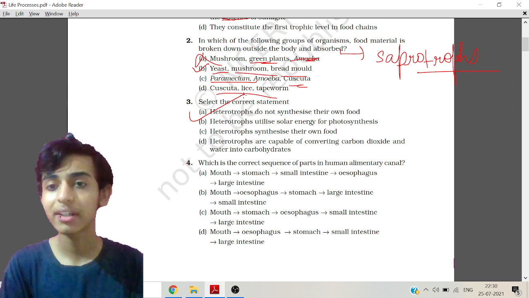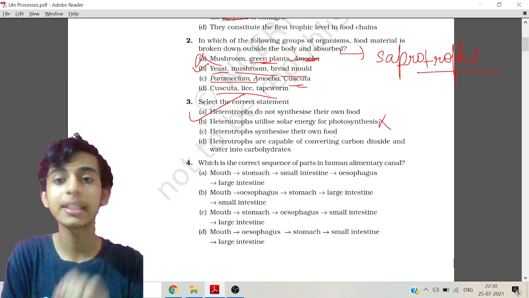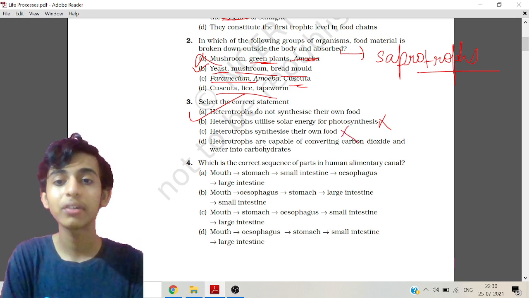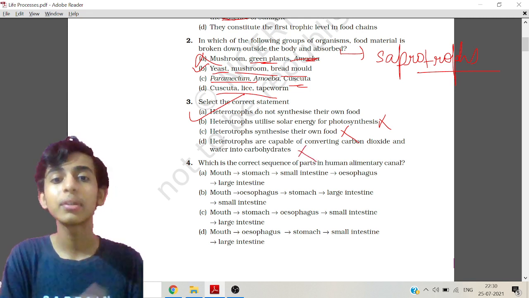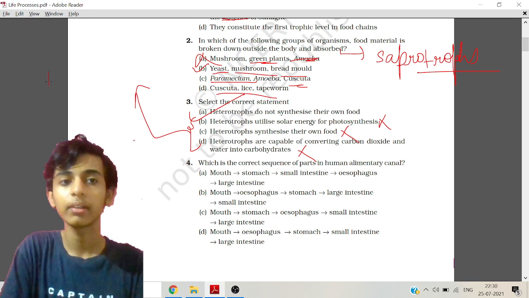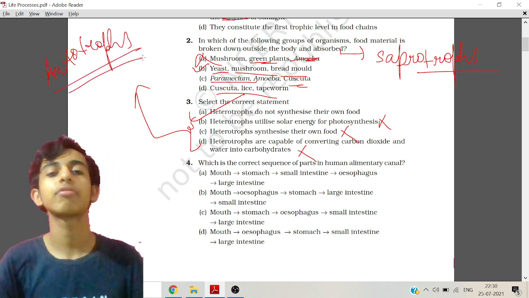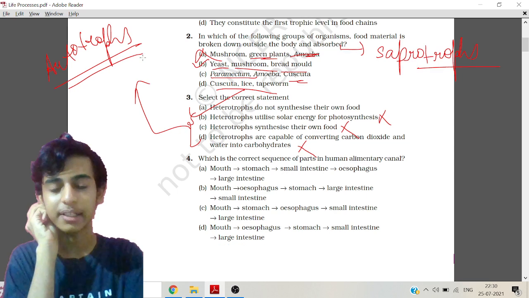Heterotrophs utilize solar energy for photosynthesis. This is wrong because autotrophs use that. Heterotrophs synthesize their own food. Wrong, autotrophs do that. Heterotrophs are capable of converting CO2 and water into carbohydrates. Wrong. So these three statements are true for your autotrophs, right? Not for your heterotrophs. So that's what you have to understand.